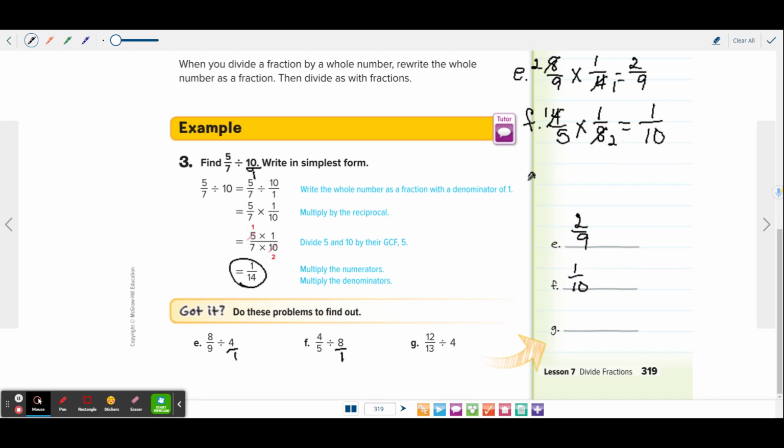Okay. And then G, 12/13. We're going to change that divide sign to multiply. 4 is the same as 4 over 1. We're going to flip that, and it'll be 1/4. And then we look to see if we can cancel. And yes, we can. 4 and 12 can both be divided by 4. 12 divided by 4 is 3. So I get 3 over 13. So that's my answer for G. And that's as hard as it gets, folks. Not too difficult.